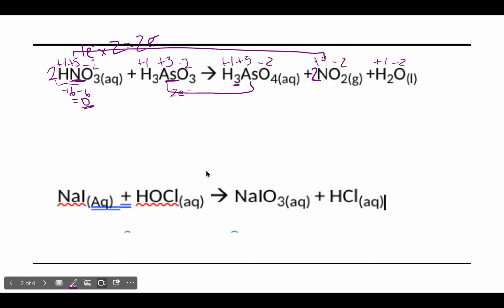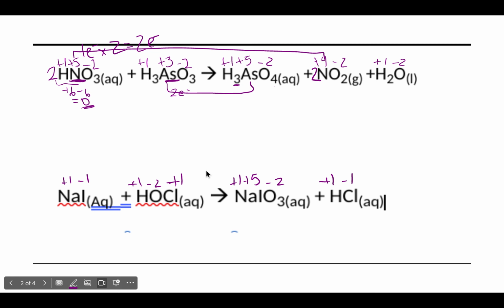Moving on to the next one, doing the same thing, start with those fixed numbers. Then figure out the missing numbers. Simple ions will have the charge of that ion. So here, iodine would have to be +5. Over here, chlorine's +1. Over here, +1, and then -1.